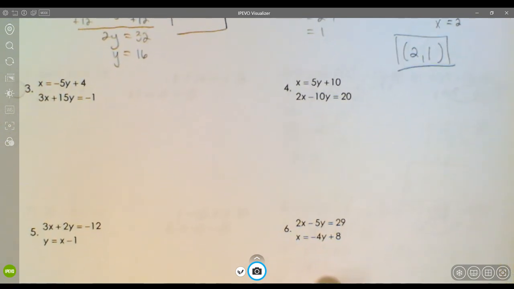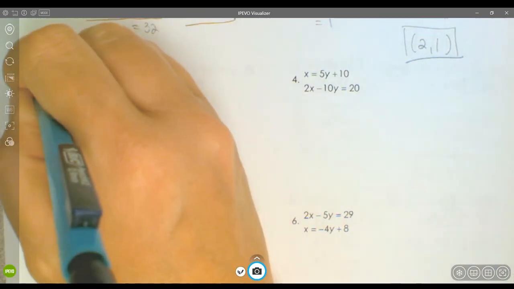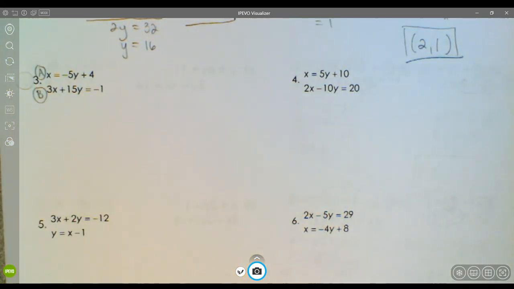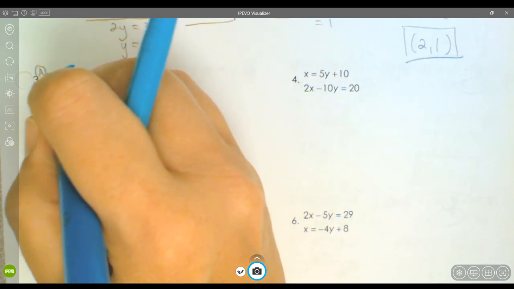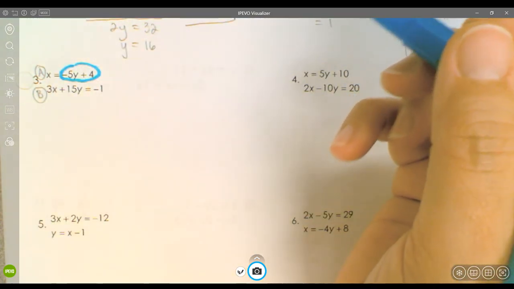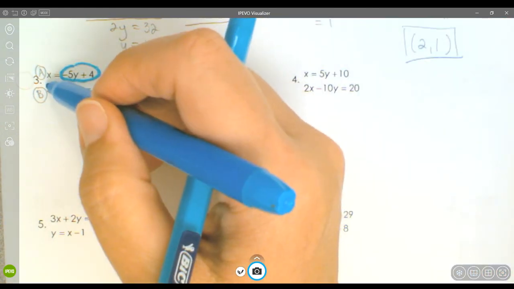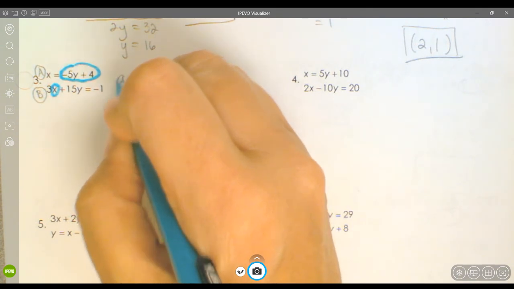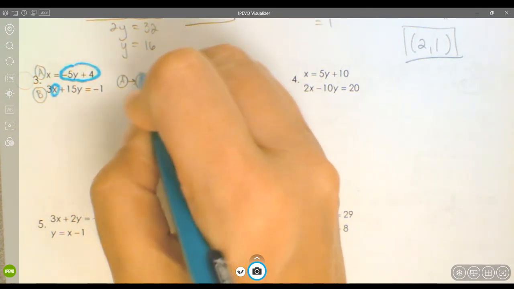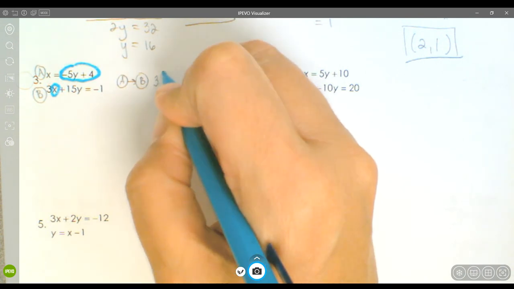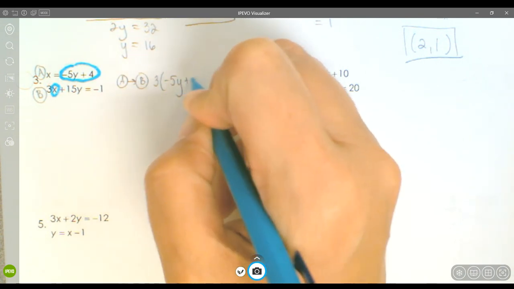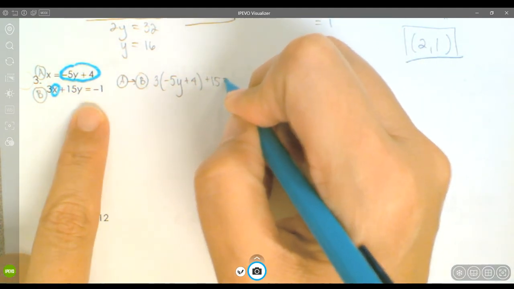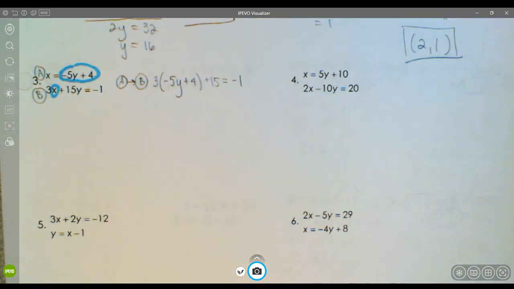Number 3. Again, I look at equation A and equation B, and I see that equation A has an isolated variable. So all of that is really x. I can go into my second equation and substitute for x. Everything from A will substitute into B. So instead of 3 times x, I have 3 times all this craziness. But I have to bring my plus 15y, I bring my equals, I bring my negative 1.